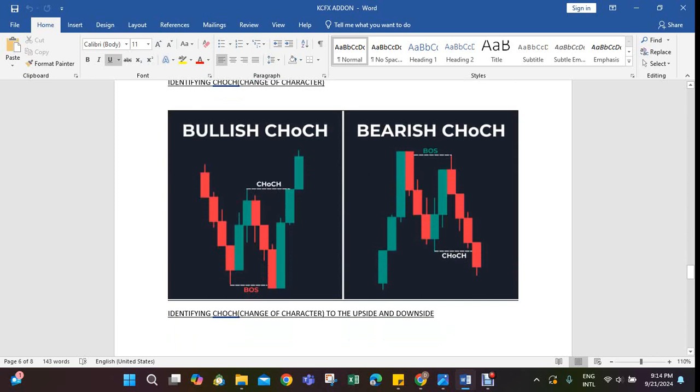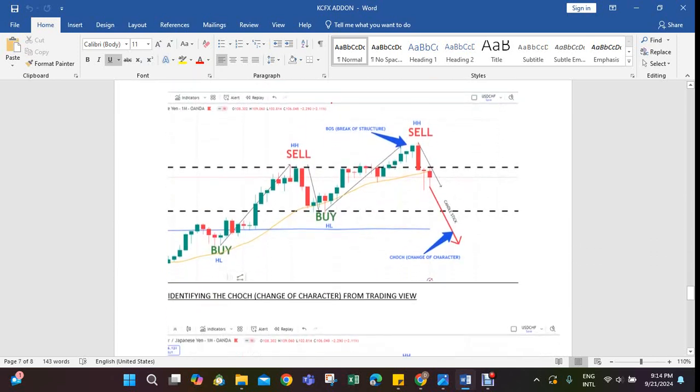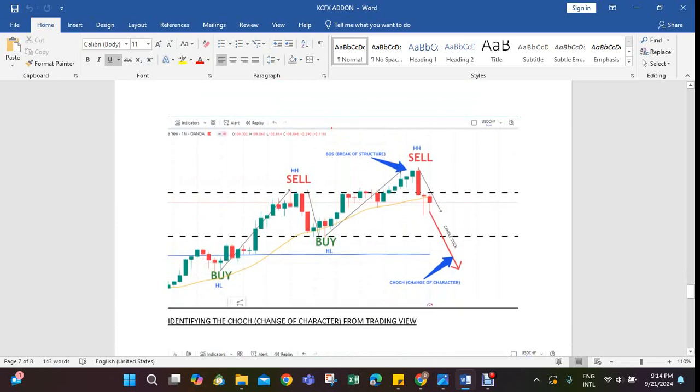Now you can see the break of structure. I'm going to take you down to where you're going to understand it better. This is a break of structure and a change of character, which I have already outlined here for us. Now look at this. You can see I have two dash lines from the top and the bottom.